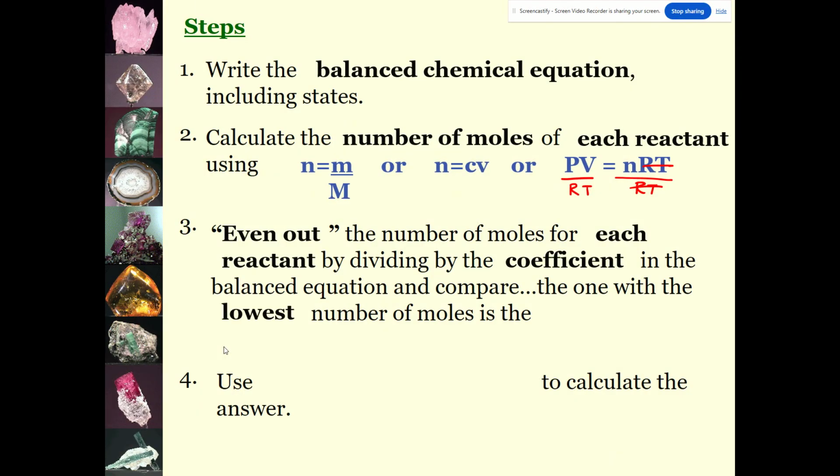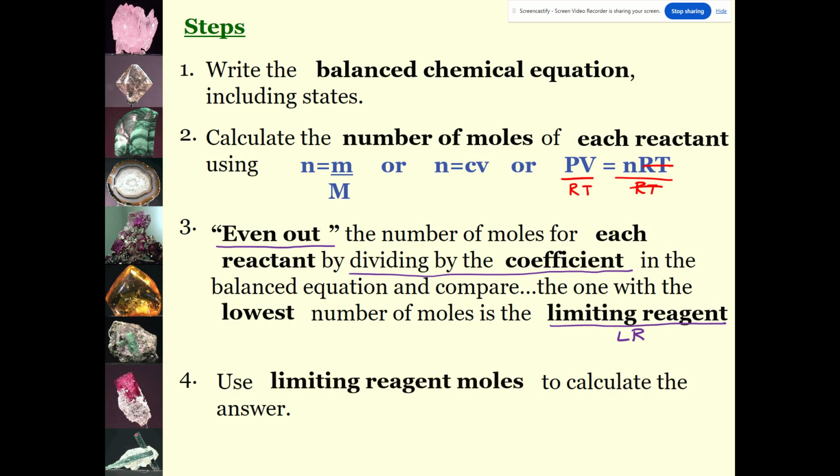Because when you have a balancing coefficient in front of a reactant, not only does that tell you how many moles of it reacts, but it also tells you how many times it's reacting compared to the other reactant. So we need to even them out and look at them as if they were reacting on a 1-to-1 mole ratio, to see which one is actually in smaller quantity. We do that by dividing by their balancing coefficient. The one that is then in the lowest number is the limiting reagent, and therefore the other reagent is the excess reagent. So we're going to label those.